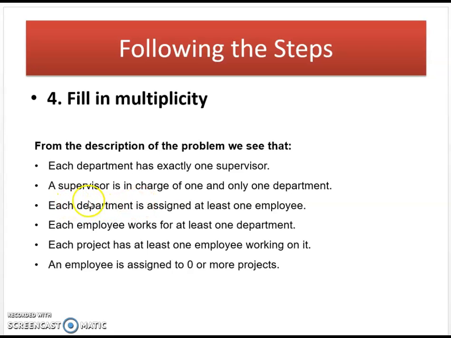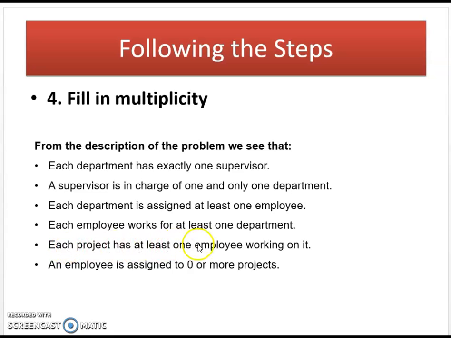Each department is assigned at least one employee. Each employee works for at least one department. So if you look at this relationship, we have a one-to-many and a one-to-many between the department and the employee, meaning the department has more than one employee, and an employee can work for more than one department. So when we go back to our multiplicity, that is going to be one-to-many for both sides.